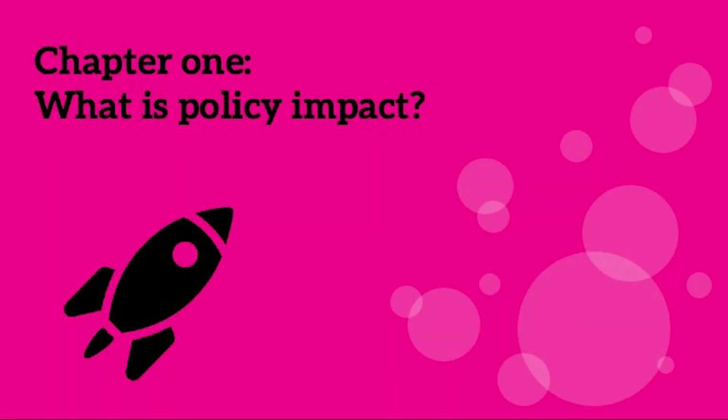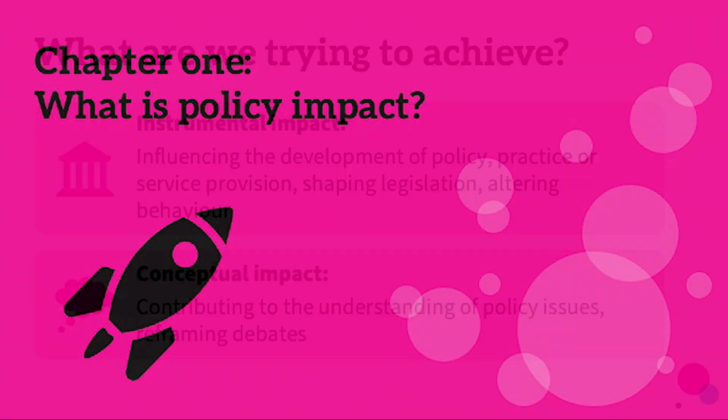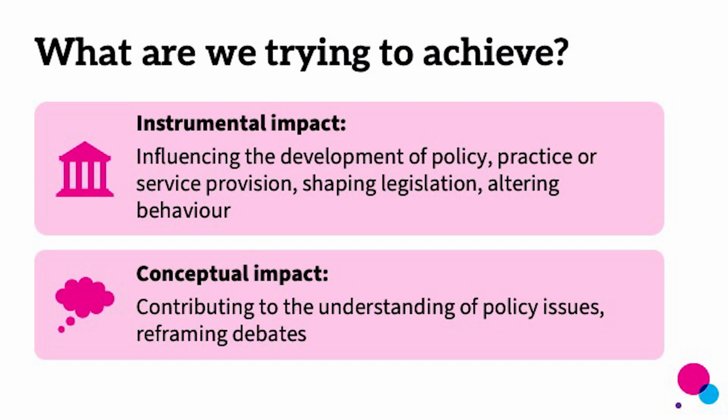Thanks, Rob. So before we get into the nuts and bolts of things, it's always important to think about the why and what we're trying to achieve by mobilising knowledge and engaging with policy. And so what is this impact? There are two main types of impact that researchers are generally aiming for when we're engaging with policy. There are other types of impact, but the two main ones we're going to cover here are instrumental and conceptual impact. So instrumental impact is about influencing the development of policy, practice or service provision, shaping legislation and altering behaviour.